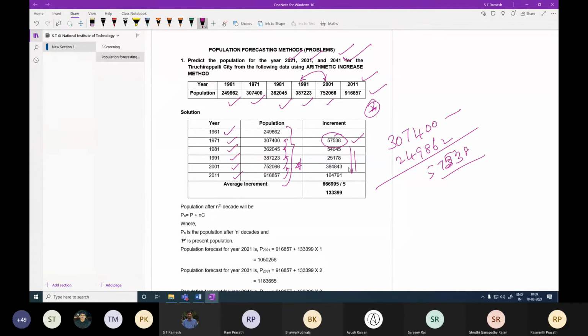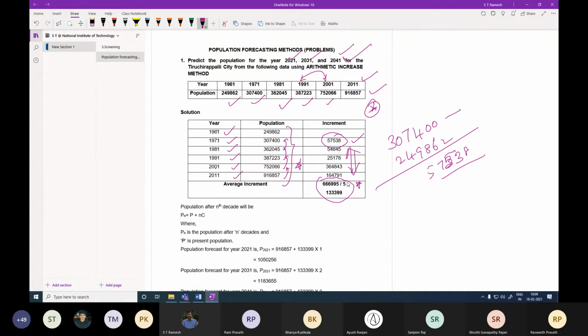Is it fine? So you find the increment in population with respect to the previous decade, and then find the average. Is it okay? Find the average. Six years are given here, but you may have only five in between. That is, only five decades are being taken. So please be very cautious on this value.